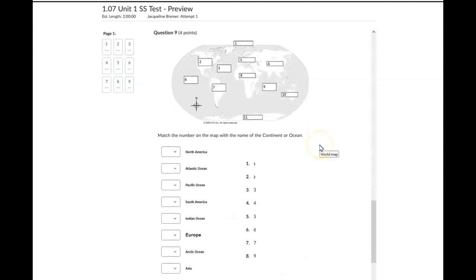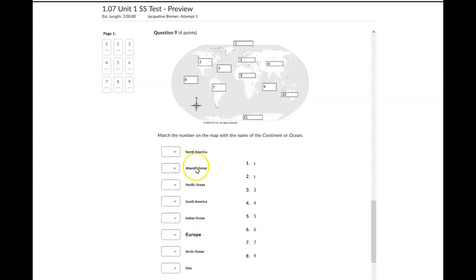And here we have question number 9, and we've got a map here. And these boxes are showing locations on the map. Okay, so 1 goes with that, 2 goes with that, 3 is here, 4 is here, 5 is here, 6 is here, 7 is here, and then on here we have you doing 9. Okay, so 9 is right there. So it's not 8, it's 9.